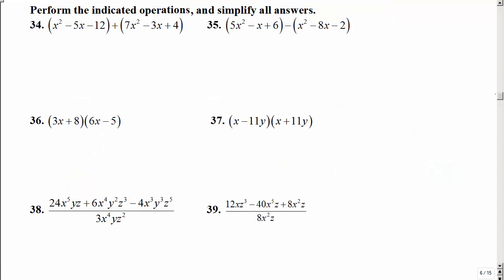The next part is adding, subtracting, multiplying, and dividing polynomials. So we really need to look at those indicated operations. So if we're just adding, that just means we're adding like terms.